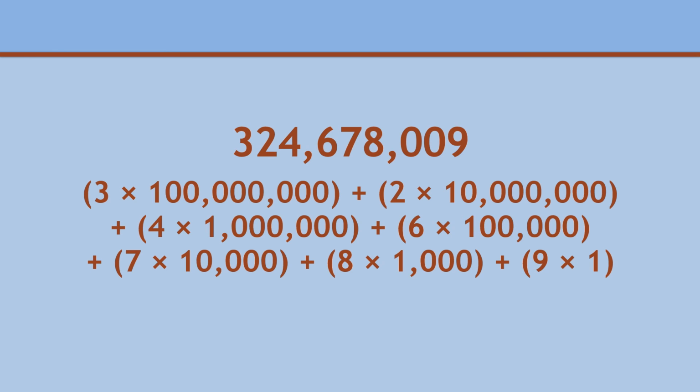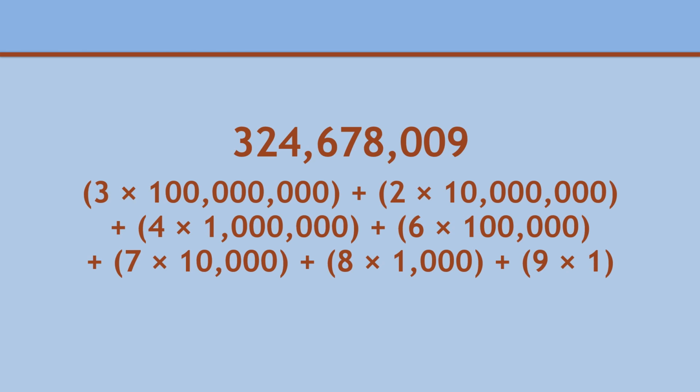Remember, okay, we're going to use 10 as our base with all of them, and the way that you figure out the exponent is by counting up the zeros. Okay, and don't forget our zero exponent rule, where any number to the power of 0 is going to be equal to 1. Okay, go ahead and pause the video and go ahead and write 324,678,009 in expanded form using exponents.